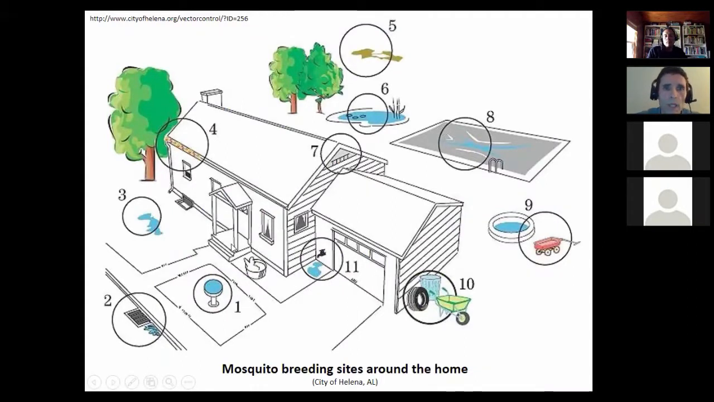This is showing many places around the home where you can, just, unclog your gutters, make sure you don't have standing water in certain places, dump out water in used tires a couple times a week, get in the habit of going through your house, and then spread the word to your neighbors. Because if you only do this alone, it's not nearly as effective as if other people on your street are doing it also.